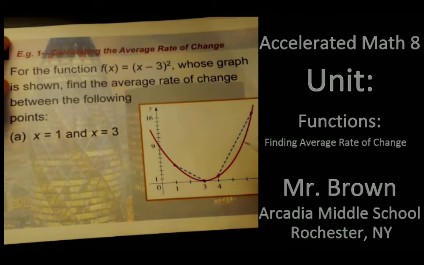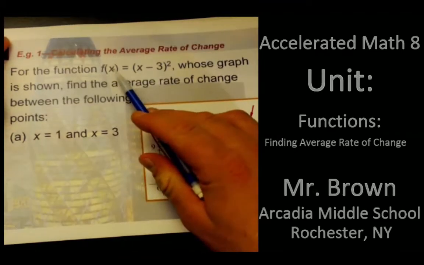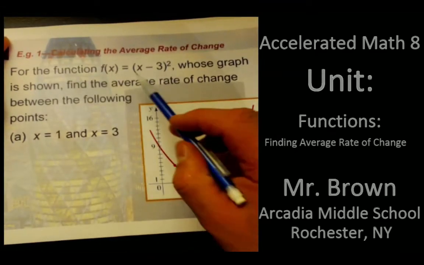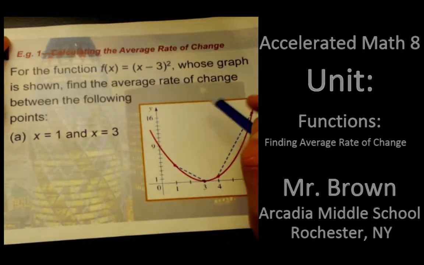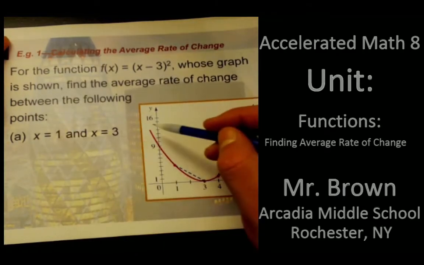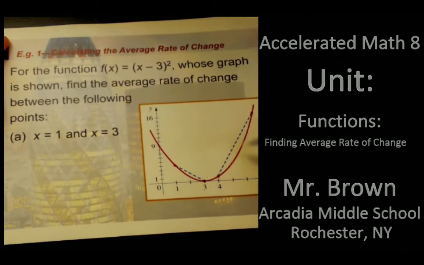Finding the average rate of change for this problem says: for the function f of x equals x minus 3 in parentheses squared, whose graph is shown. So this is y equals x minus 3 in parentheses squared. Find the average rate of change between the following points.